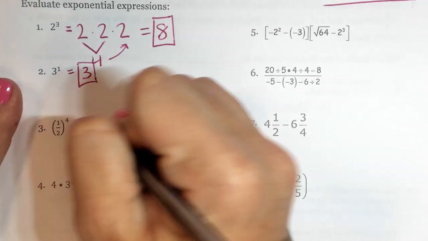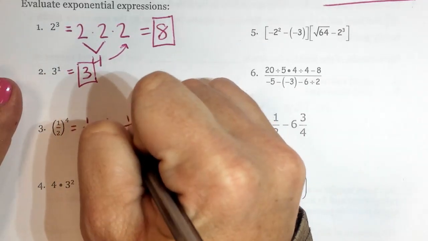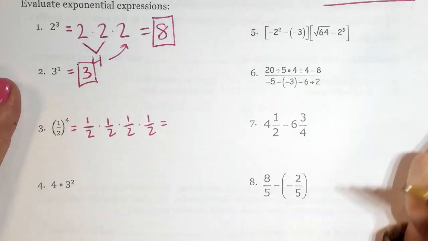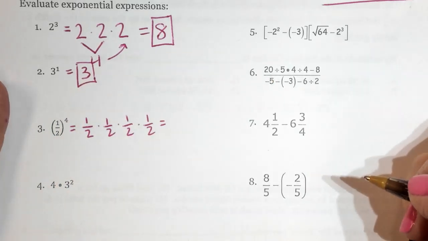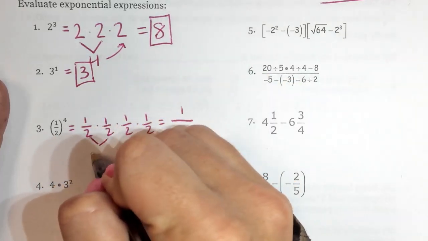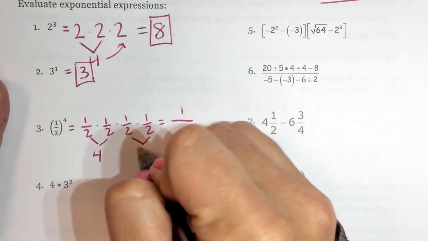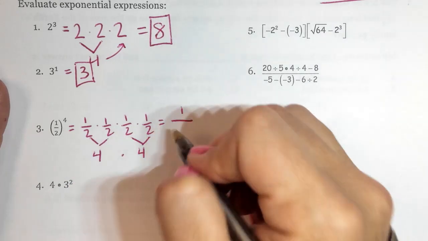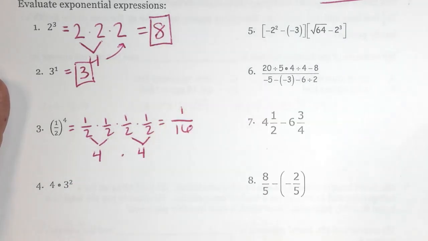So 1/2, 4 times. Y'all, what's 1 times 1 times 1 times 1? 1. That's easy. Okay, here 2 times 2 is 4. 2 times 2 is 4. And what's 4 times 4? So this is what we get. Everybody okay with that?